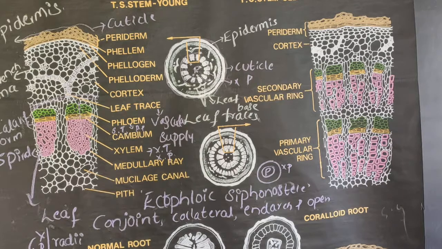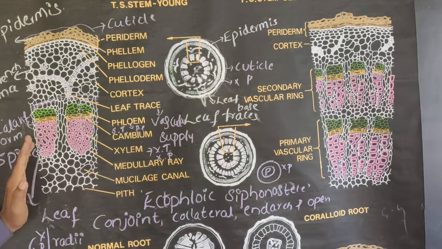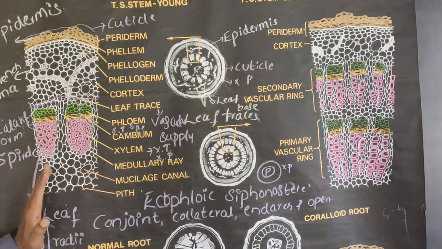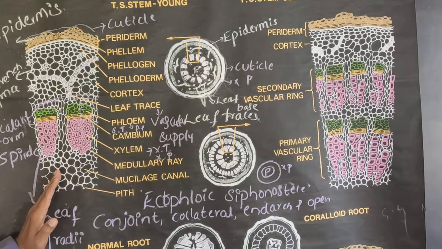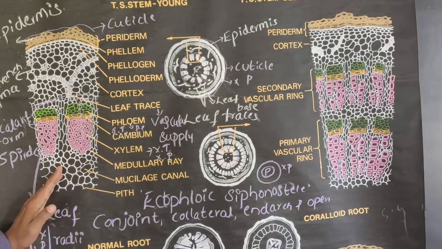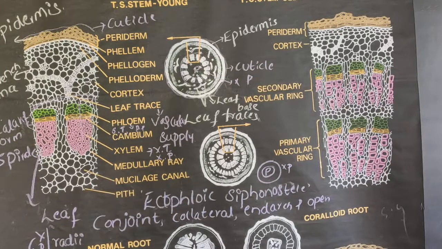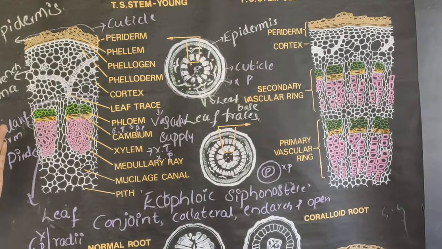So this is about the internal structure of the young stem in case of cycas. It is differentiated into epidermis, cortex and the vascular bundles, and a central prominent pith is present. Epidermis is the outermost layer. It is covered by the cuticle. The epidermis is followed by the cortical region, which is mainly made up of parenchymatous cells.